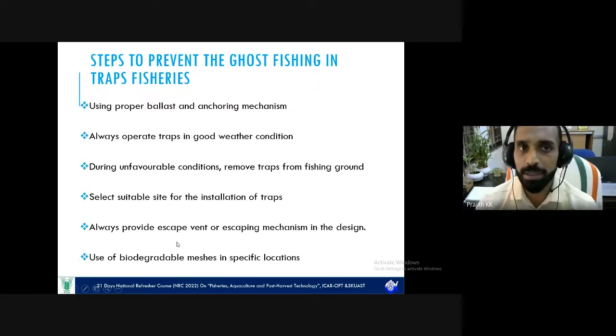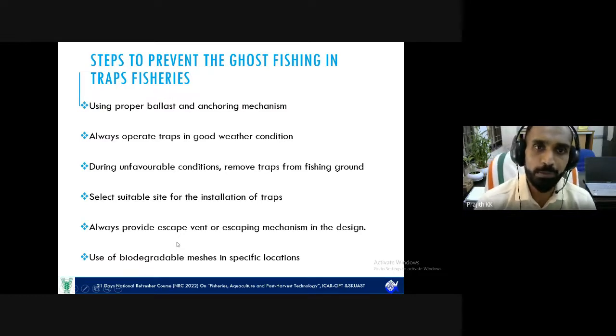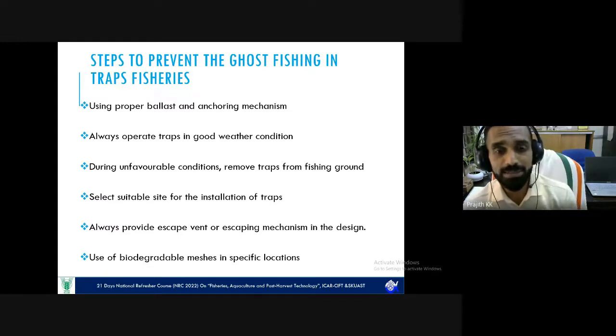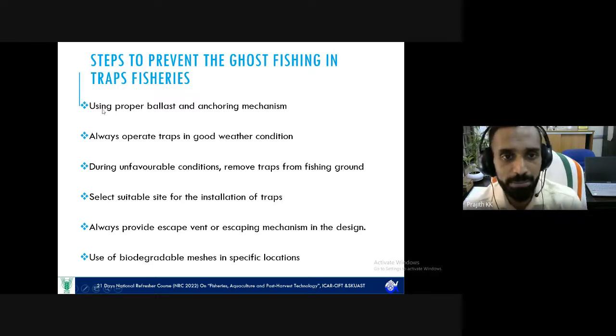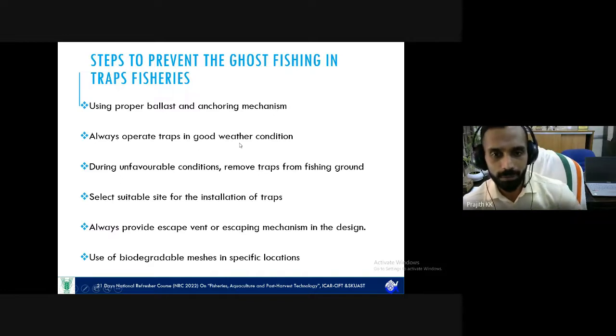How best can we reduce it? What are the steps to prevent ghost fishing and trap fishing? We can use proper ballast. As I told, ballast is a hard structure that increases the heaviness of the trap. So this is an anchoring mechanism. So we can use a proper anchoring mechanism, and always try to operate traps in good weather conditions. That is another aspect. Then during unfavorable conditions, remove the traps from the fishing ground.